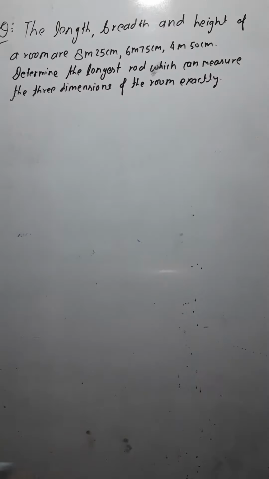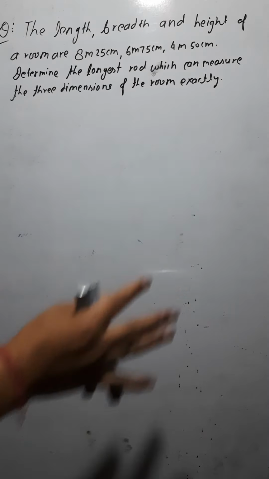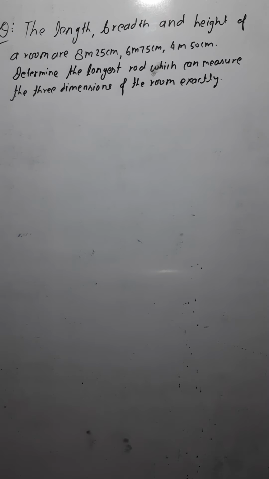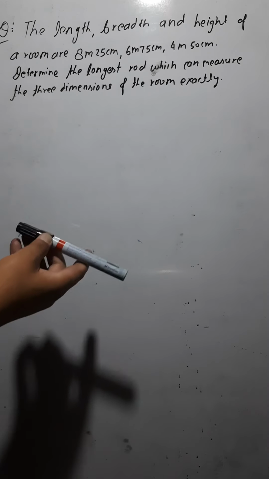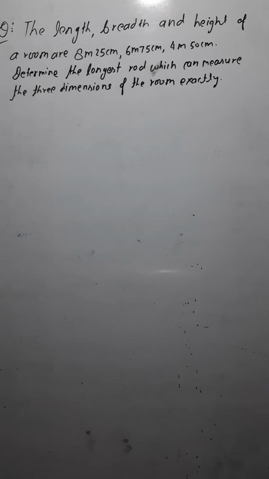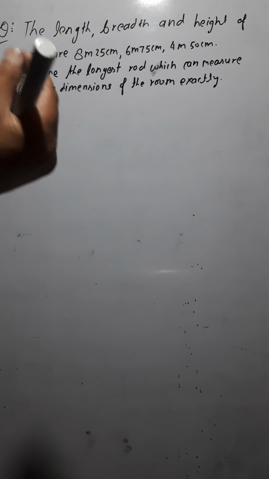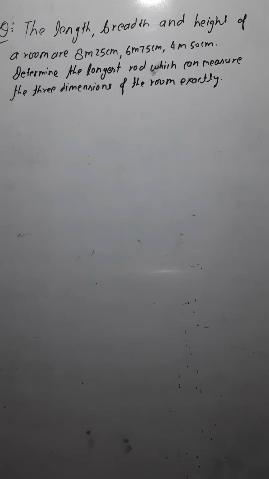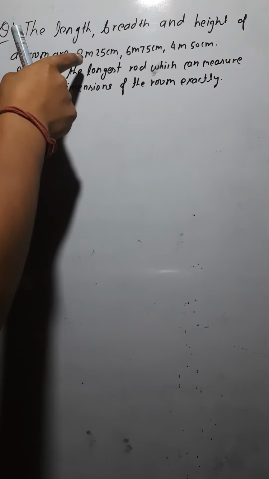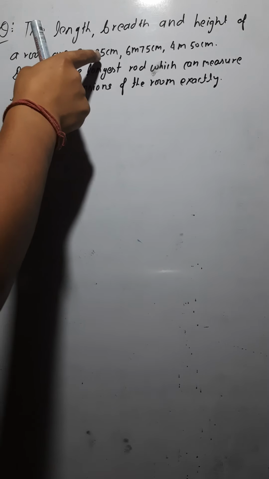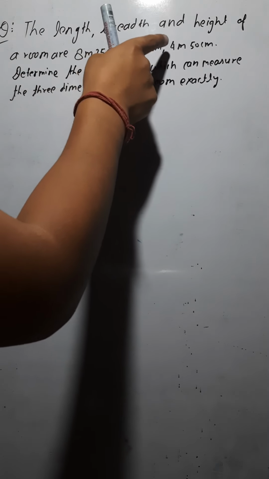Means the three dimensions of the room have been given to you, the length, breadth and the height. Now you have to find a rod. How long a rod would you take so that it can measure all the three distances exactly? So what do you do? You find the HCF of all these three dimensions: 8 meter 25 centimeter, 6 meter 75 centimeter, 4 meter 50 centimeter.